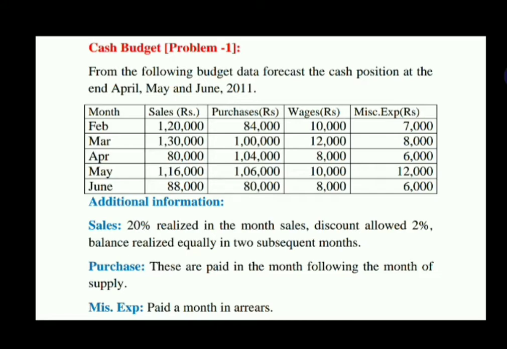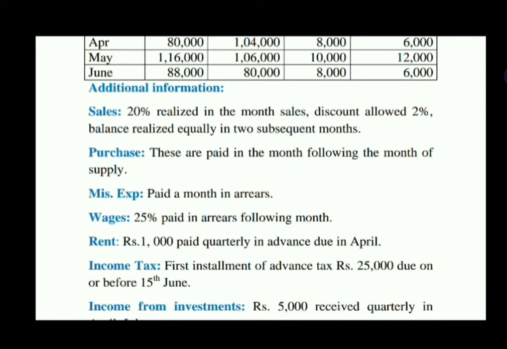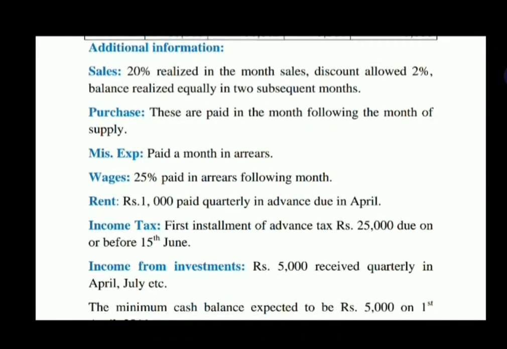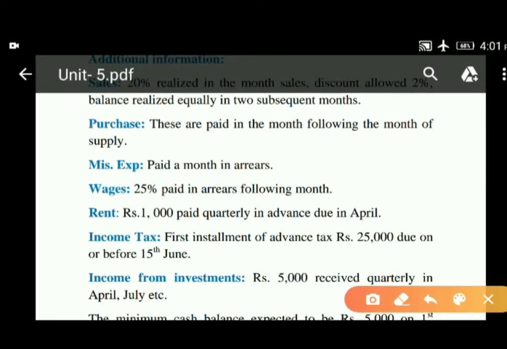See here, in this data there are 5 months, and the information is provided month-wise for sales, purchases, wages and miscellaneous expenses. Apart from this information, some additional information is also provided in the problem. Let us discuss the additional information one by one.